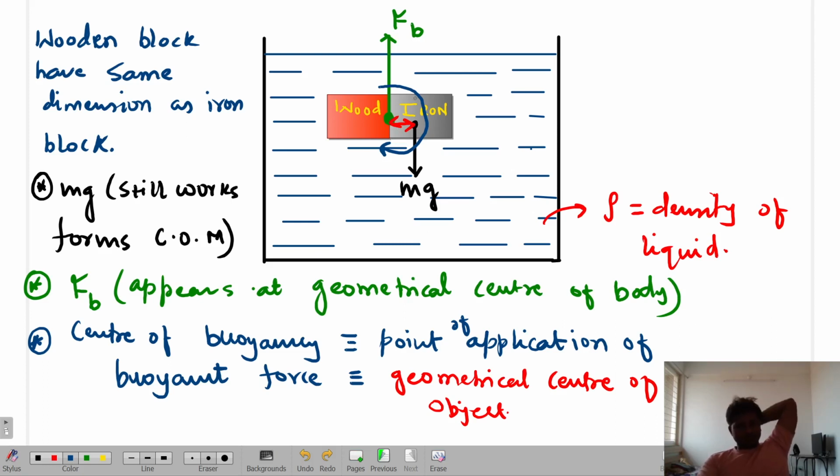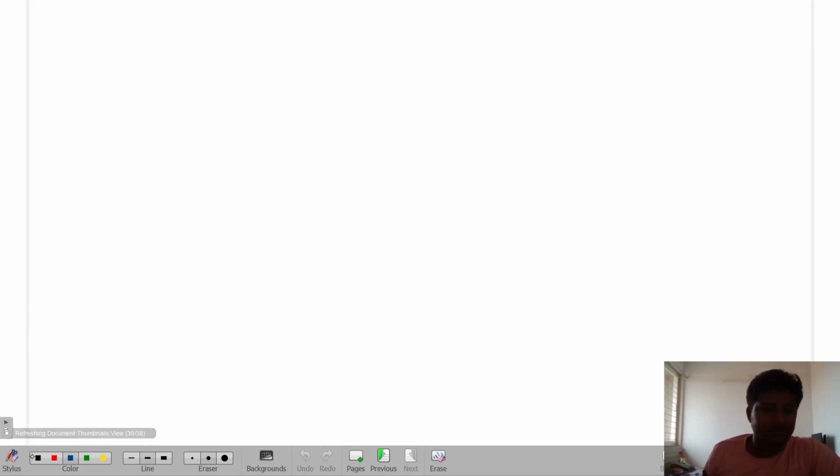I haven't taught rotational motion to you yet, so just remember that there is a gap between two forces, one upward force and one downward force. This is why it will rotate. Is that clear?